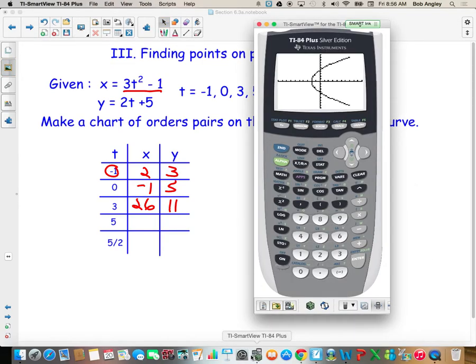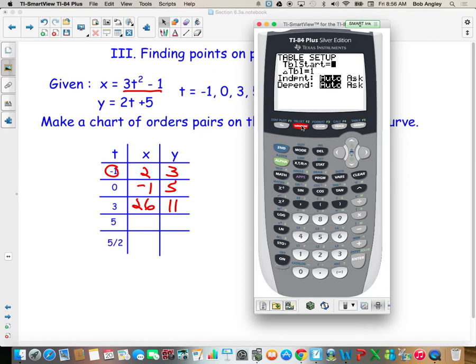All right, now take your calculator out and go to y equals, clear what's there, and let's put in this one. So we want 3t squared minus 1. Then we want to clear this one and put in 2t plus 5. Now on the next thing, I want you to go second format.